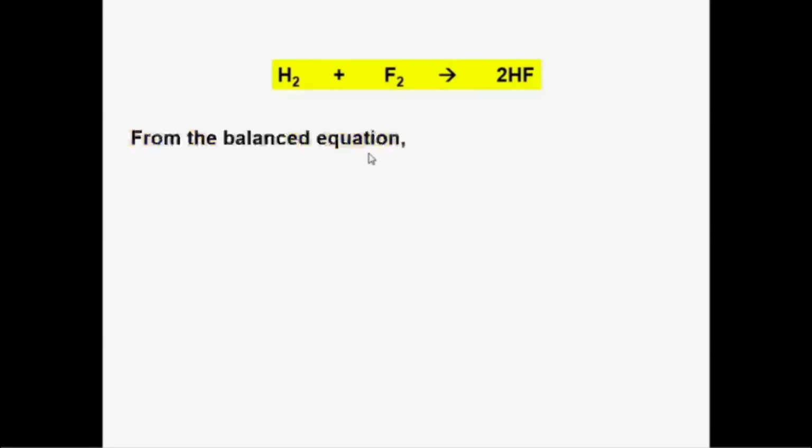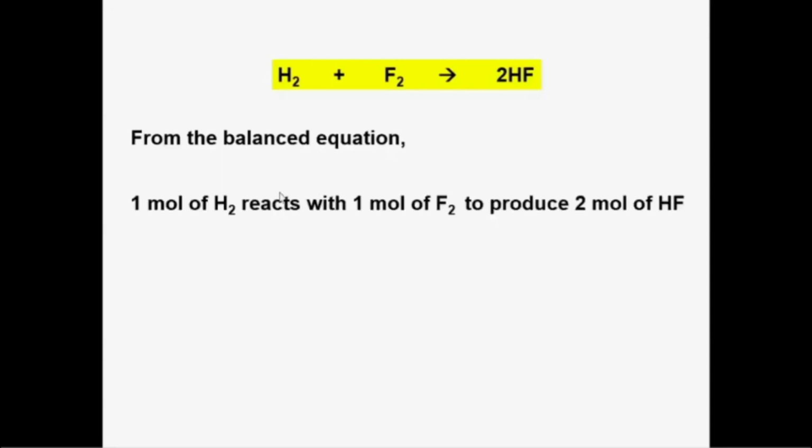Alright, so now let's move on. Right, so let's say, guys, we have this reaction, and this is a balanced equation. From this balanced equation, what can we say? We can say that 1 mole of hydrogen reacts with 1 mole of fluorine to produce 2 moles of hydrogen fluoride. So if we have 1 mole of hydrogen and 1 mole of fluorine, we are going to get 2 moles of hydrogen fluoride.